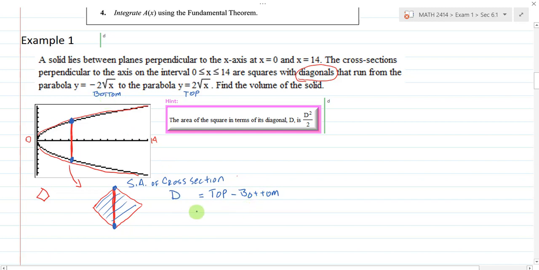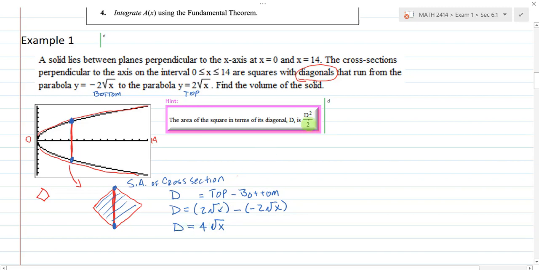So looking at the functions, that means that the diagonal is going to be equal to 2 square roots of x minus negative 2 square roots of x. That comes from the top minus the bottom. Do you see that? Now, if I distribute this negative, that gives me that the diagonal is going to be equal to 4 square roots of x. Because when you subtract a negative, it becomes positive, and 2 square roots of x plus 2 square roots of x gives us 4 square roots of x. So that's how I can write my diagonal.